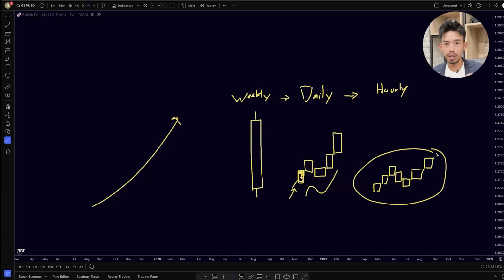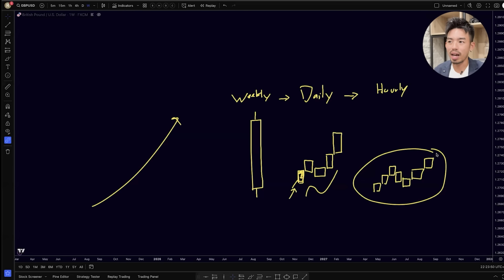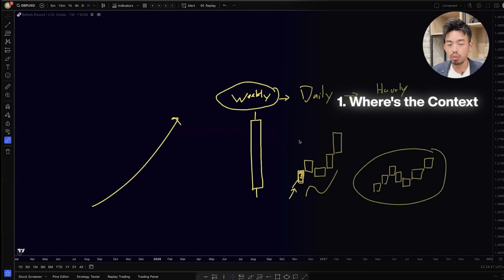The point I'm trying to make here is, as traders, our job is to look for a good price to get in low and the cliche sell high. We cannot do that if we're just looking at a weekly candle, right? We can only see that if we go lower to see if there is potential pullback, potential discount for us to get long and then sell it back to the next guy later. So multi-time frame is about understanding where's the context. That's the first point we were talking about.